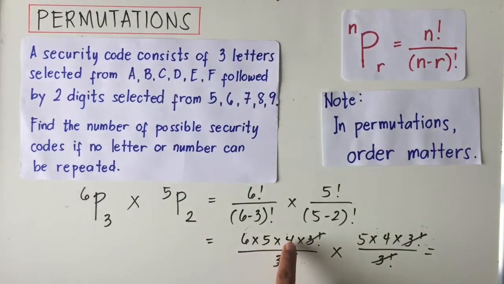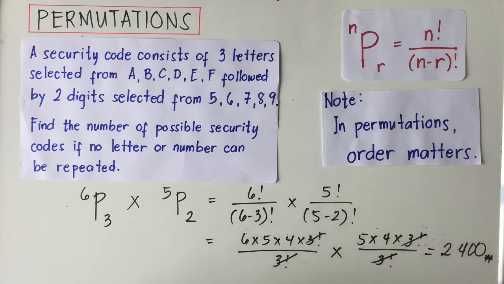120 times 5 is 600, times 4 is 2,400. So the answer here is 2,400.